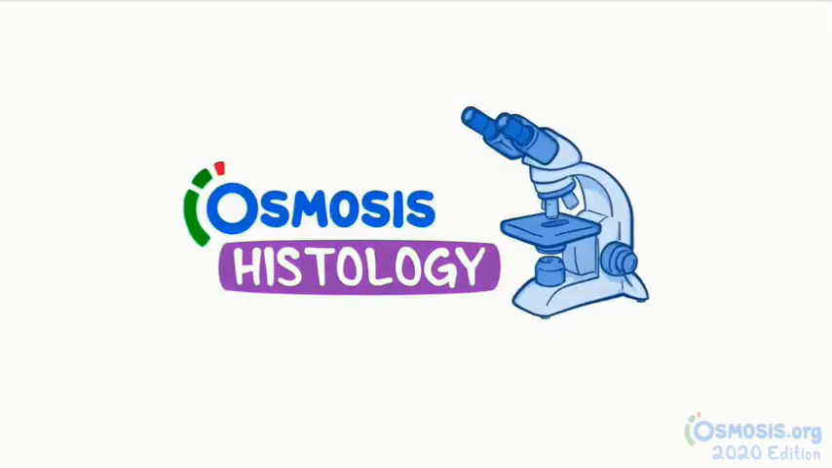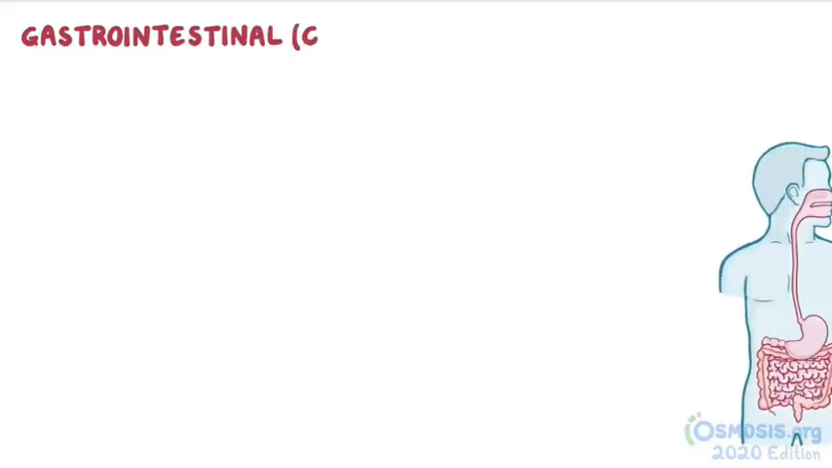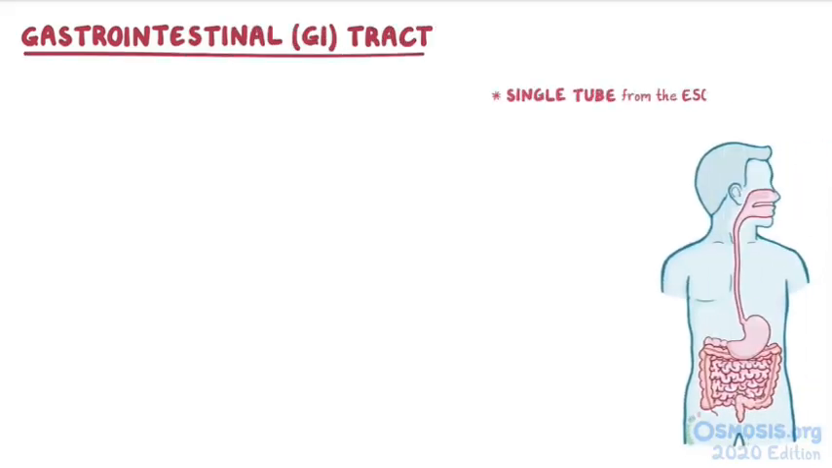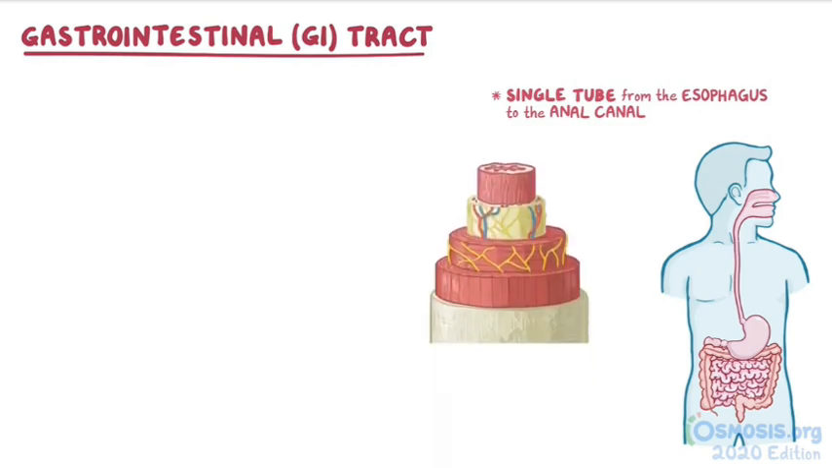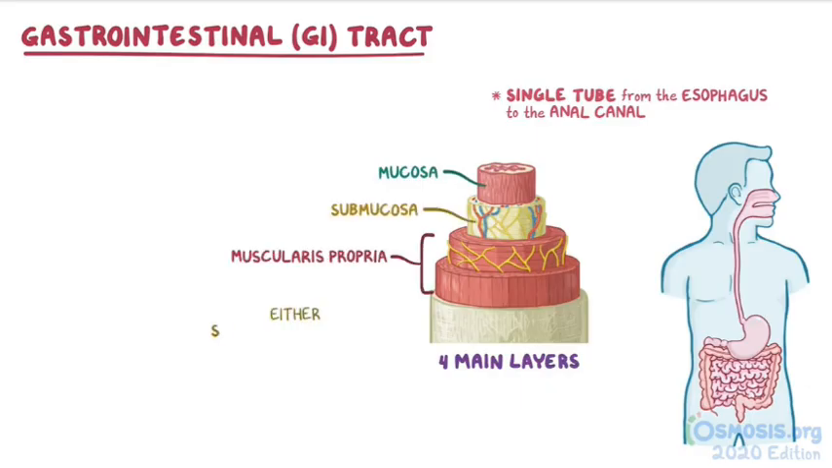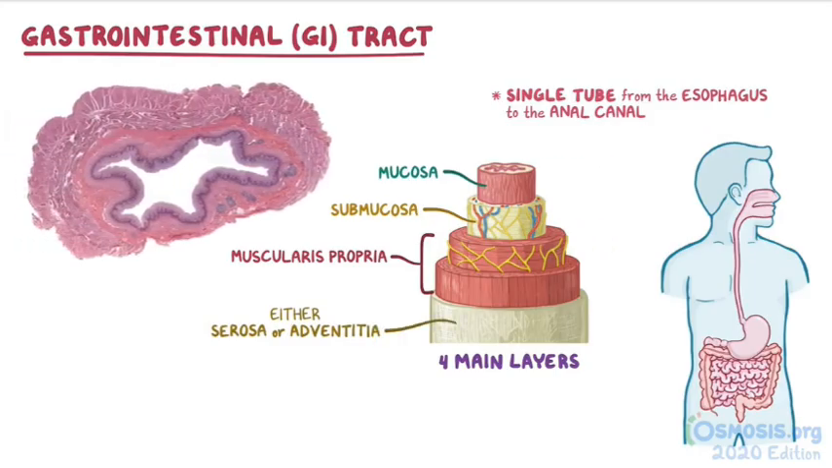Now, let's get a closer look. The gastrointestinal, or GI tract, extends as a single tube from the esophagus all the way to the distal portion of the anal canal. Although different parts of the tract may appear to have very different structures and functions, the wall still maintains four main layers all throughout the GI tract: the mucosa, submucosa, muscularis propria, and either an outer serosa or adventitia. Even in this low-power cross-section of the esophagus, we can see the inner mucosa, submucosa, and muscularis propria, although the outer adventitia isn't present in this image.